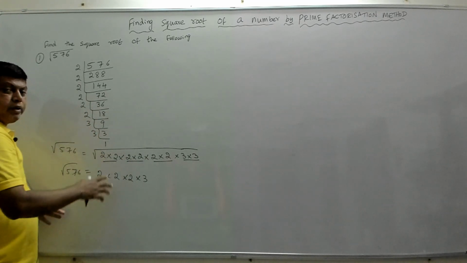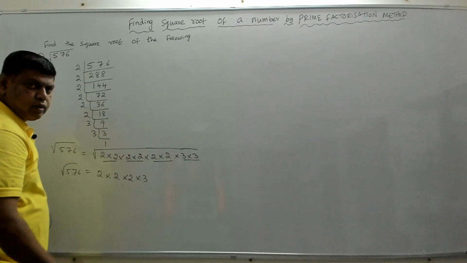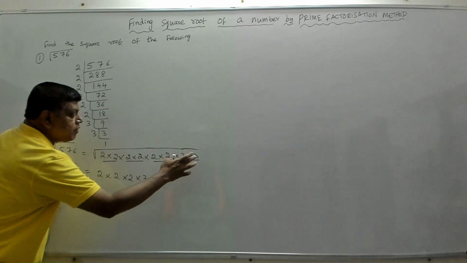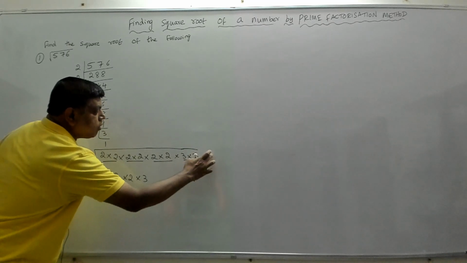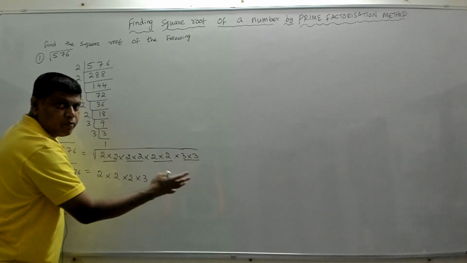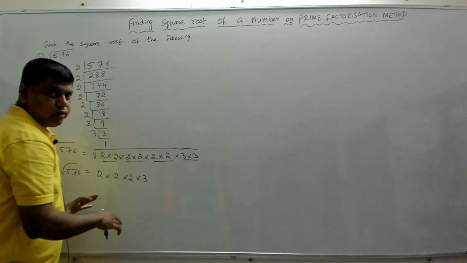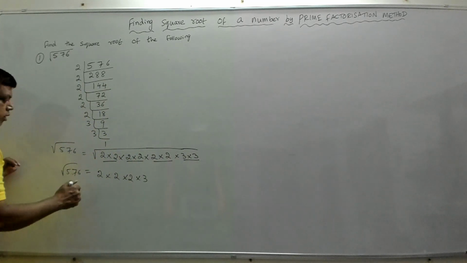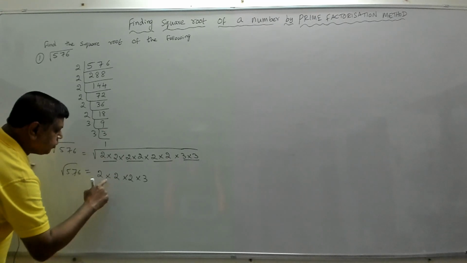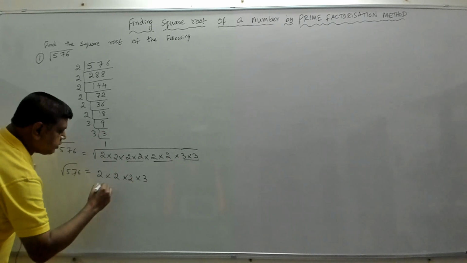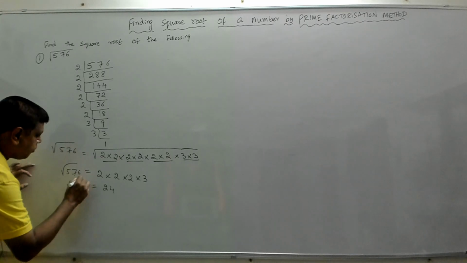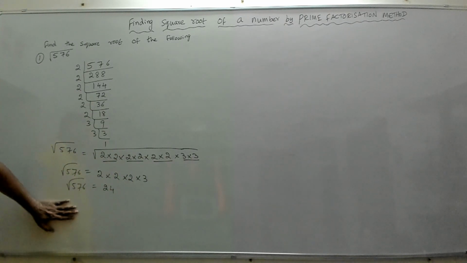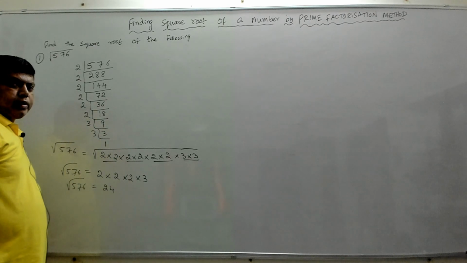We will be doing here only the numbers which have perfect square roots, so we will not have a leftover 3 that has no pair. Such numbers we will not do. I am trying to teach you how to find the square root of numbers which are perfect squares. So what do we get? Multiply 2 into 2, 4. 4 twos are 8, 8 threes are 24. So the square root of 576 is 24. This is how we find the square root of a number using the prime factorization method.